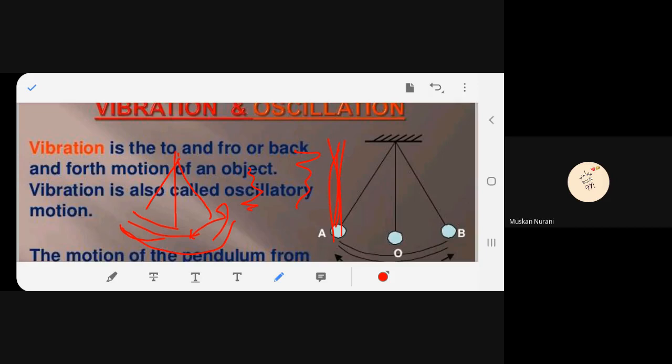For example, some people have got the habit of learning while moving in the hall. Have you observed that? They go back and forth. If they're thinking, they start moving. So what is that motion called? It is to and fro motion or back and forth motion. Similarly, vibration is the to and fro or back and forth motion of any particular object. This vibration has another name, which is known as oscillation. So vibration is equal to oscillation.